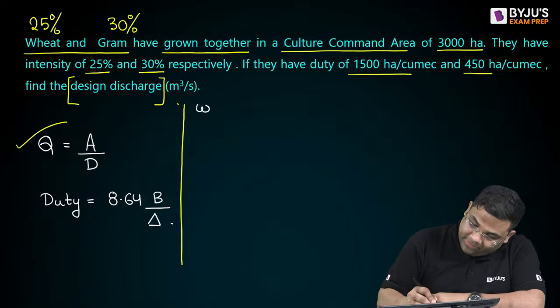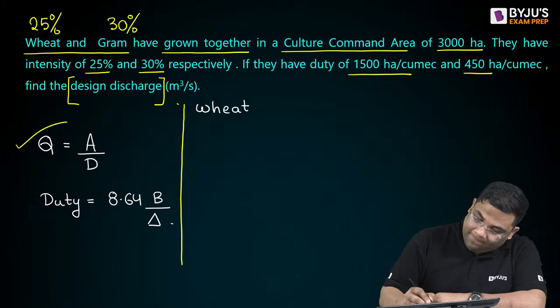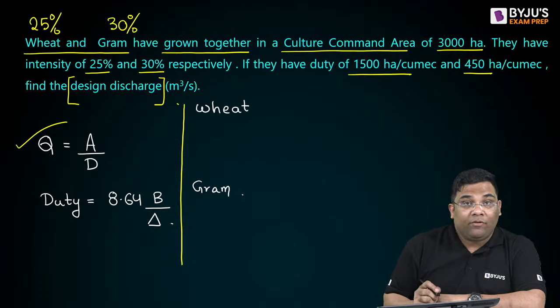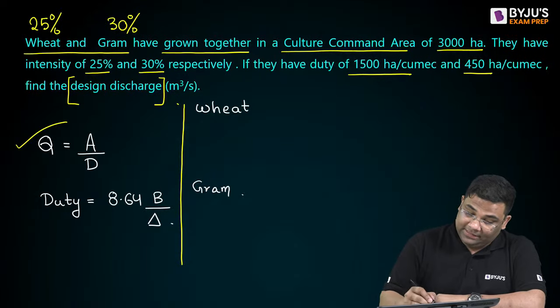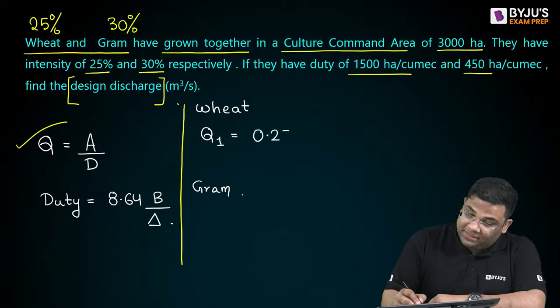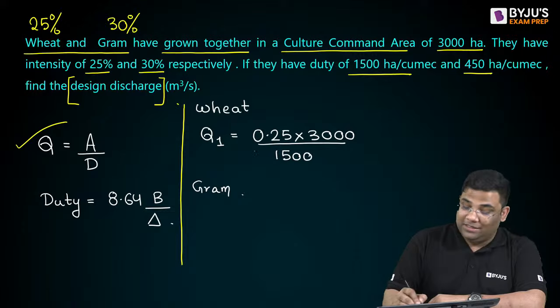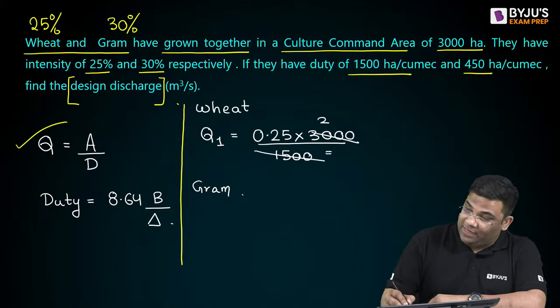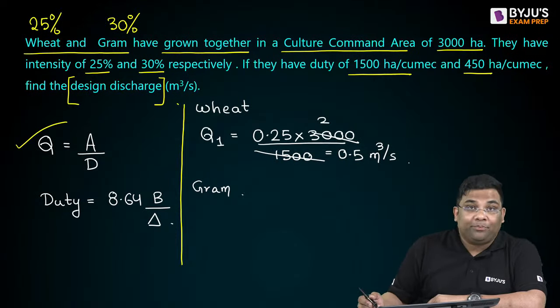First find out for wheat, and then for gram. So when I'm finding for wheat, discharge 1, suppose, is equal to the area, which will be 25% of 3000. That is the area to be irrigated, and its duty is 1500. So I can say it is 0.5 meter cube per second.